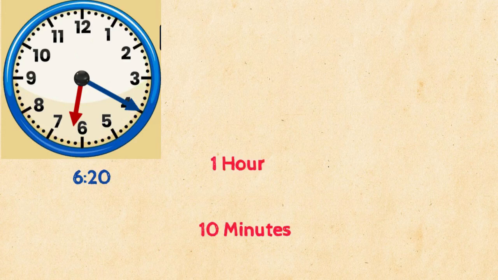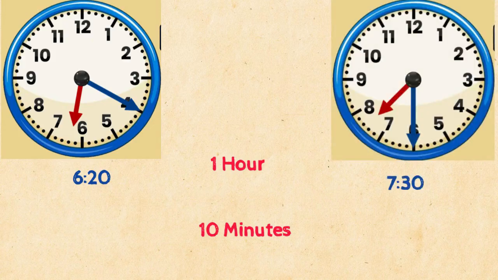In this example, we start with the hour hand first and move it ahead 1 hour. So it's going to be 7:20. Then we'll go to the minute hand and move that one ahead 10 minutes, which will make it 30 minutes. So the time will be 7:30.